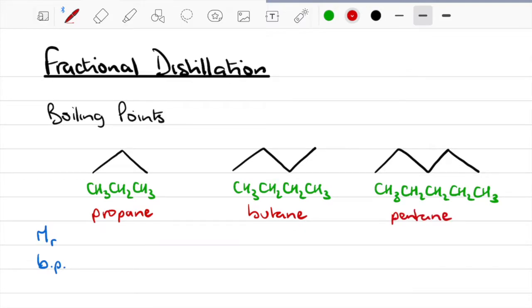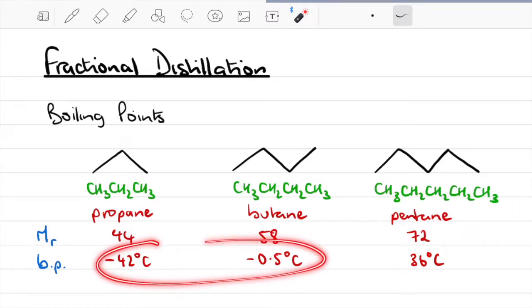And then if we consider what the MRs are, for propane it's 44, for butane it's 58, and for pentane it's 72. So what we've got is an increasing MR when we go from propane to butane to pentane. And if we look at the boiling points, one of the things we notice is that propane has a boiling point of minus 42 degrees Celsius. Butane has a boiling point of minus 0.5 degrees Celsius. And then finally, pentane has a boiling point of 36 degrees Celsius. So we can see that there is a marked difference between their boiling points.